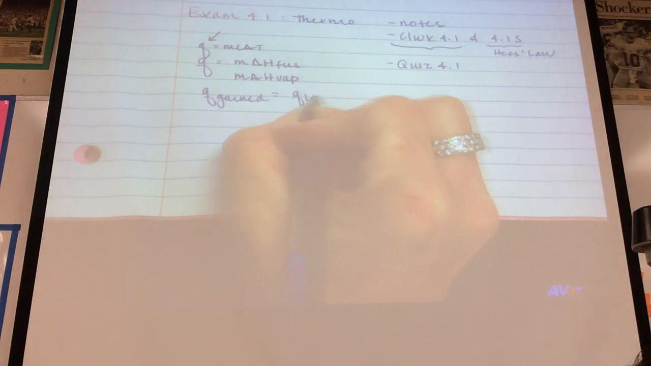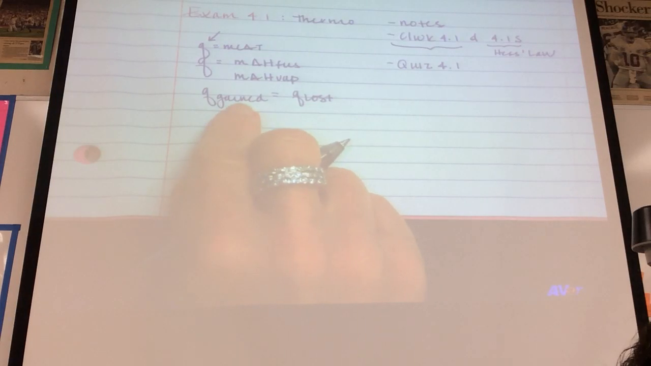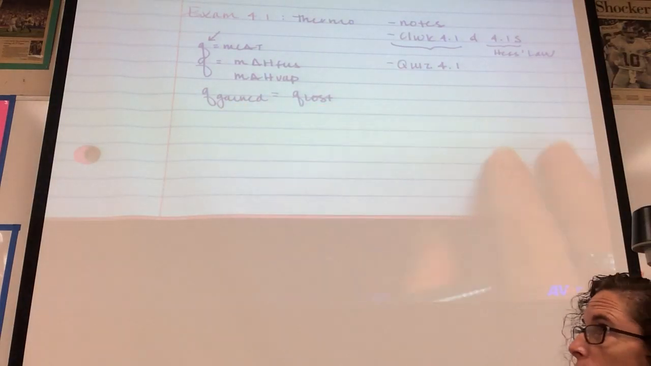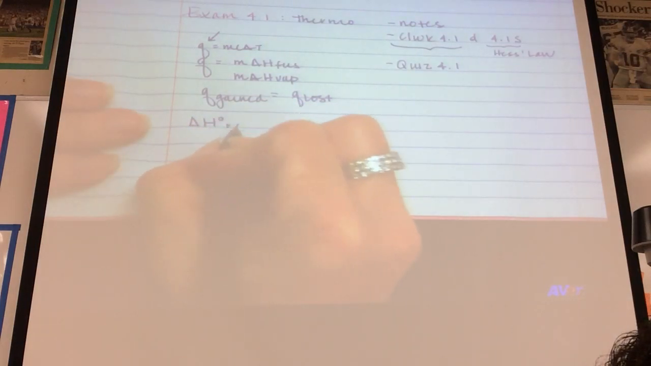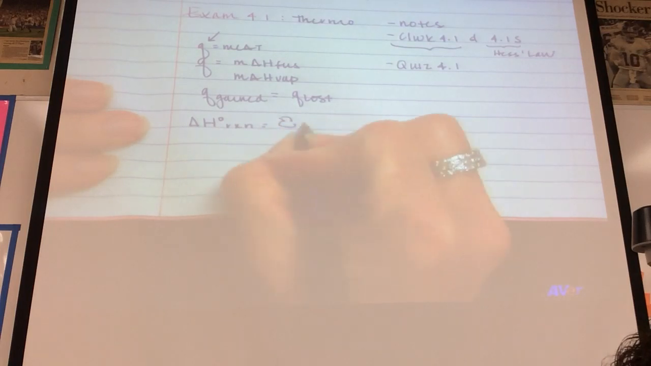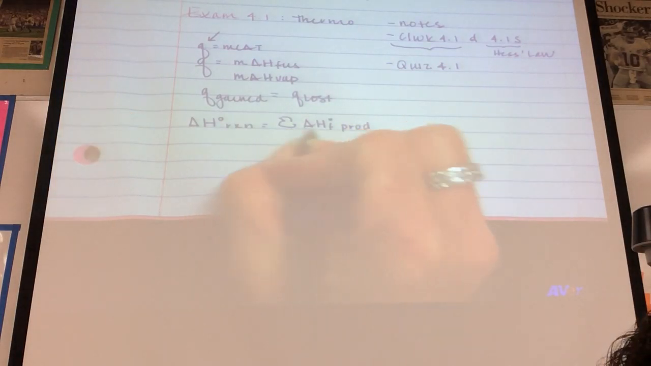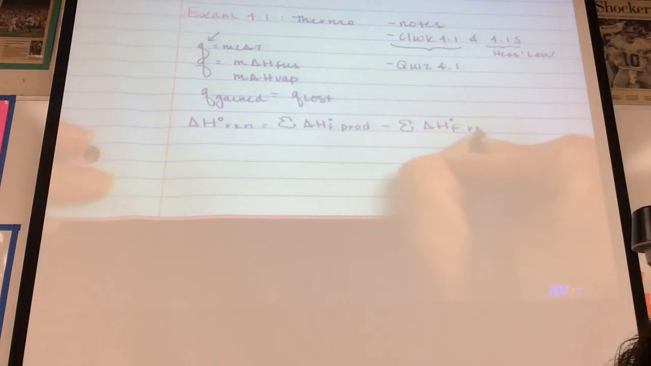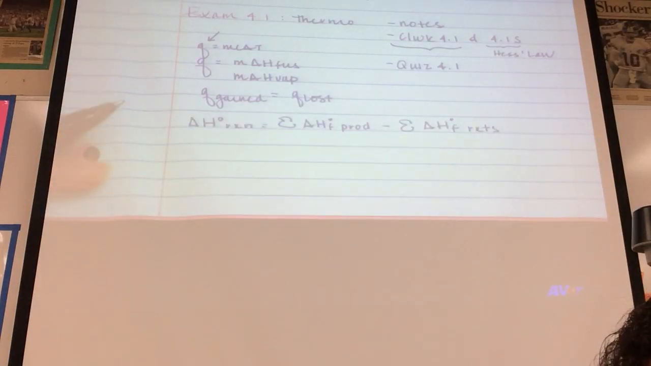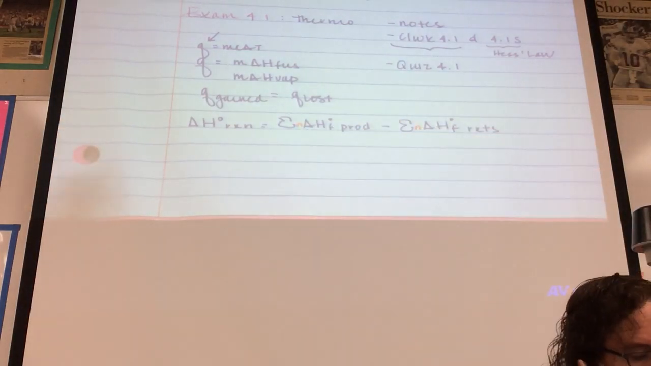Know that the heat gained is equal to the heat lost. They're equal but opposite in sign. Heat gained is positive, heat lost is negative. You want to know how to calculate delta H for the reaction. You know that it is the delta H's of formation of the products, taking into account moles for each, minus the sum of the delta H's of formation of the reactants. And again, you do need to take moles into account because it's an extensive property.